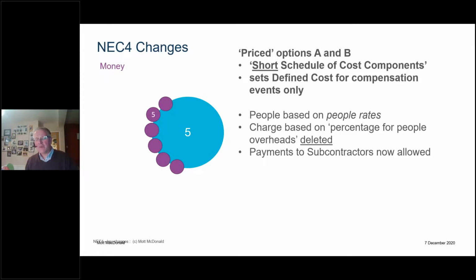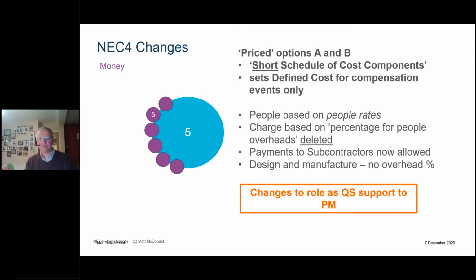In NEC3, we had to try and use this detailed schedule of cost components to work out how much we should pay for the subcontractors' people. Crazy idea. In NEC4, a defined cost is now whatever the contractor pays to its subcontractor. Much simpler, much easier. NEC3 and NEC4 both have rates for design and manufacture, and they have rates for designers off the site.